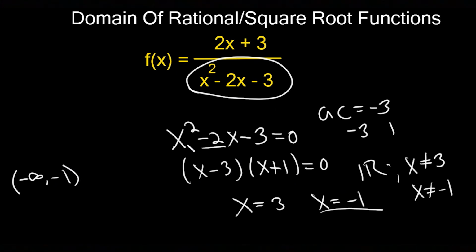And then what happens? Well, remember, wherever it's going to be undefined, you're going to have a vertical asymptote there, meaning you're going to have a gap in your solution. So now I put a U for union, okay? And then I continue on. Now what do I do?